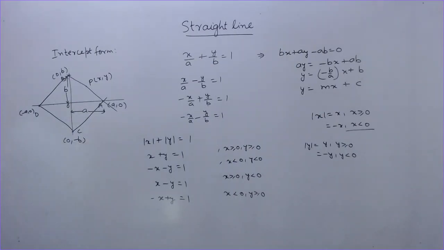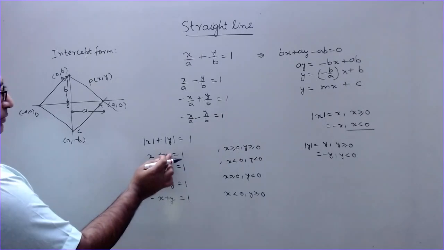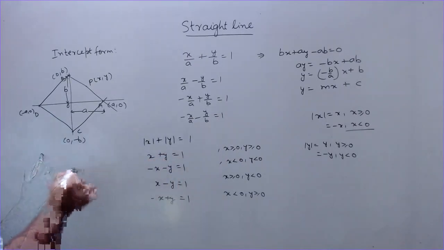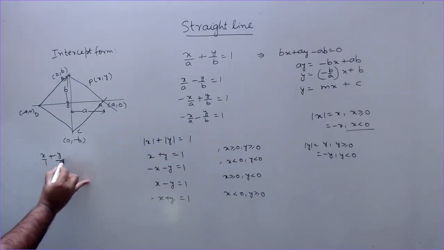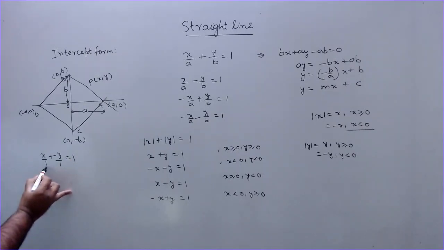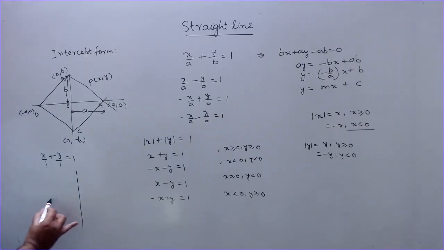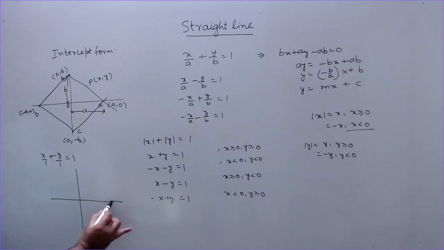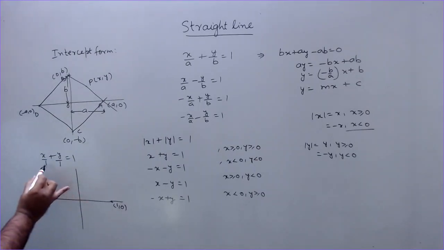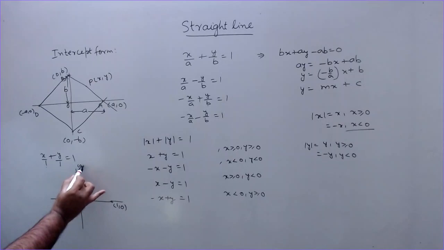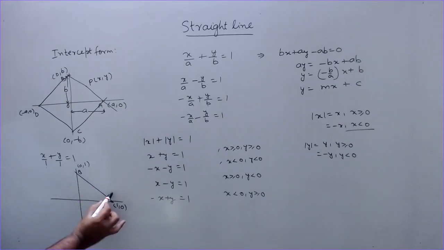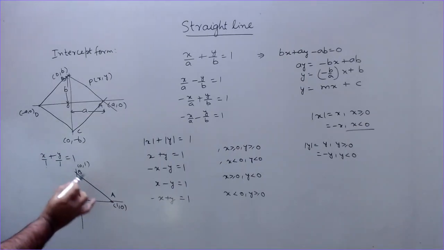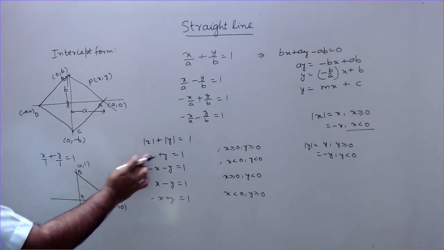This is the most general form, that is the intercept form. So I can write this as x by 1 plus y by 1 is equal to 1. So intercepts are a and b. In the positive direction, this is (1, 0), intercept a is equal to 1. This is the origin. This is the first line, x plus y is equal to 1.